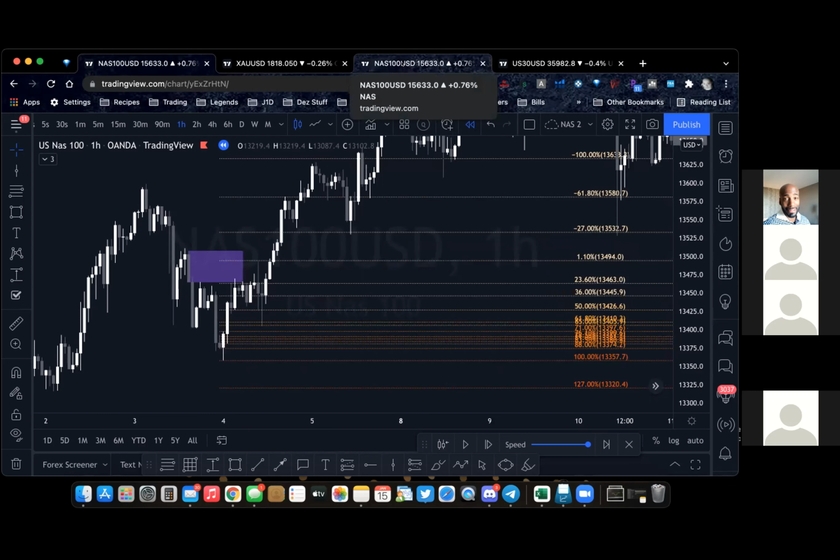But market structure didn't break down until between 8:30 and 9, to start going up, its move up. It started changing character, a change of character.